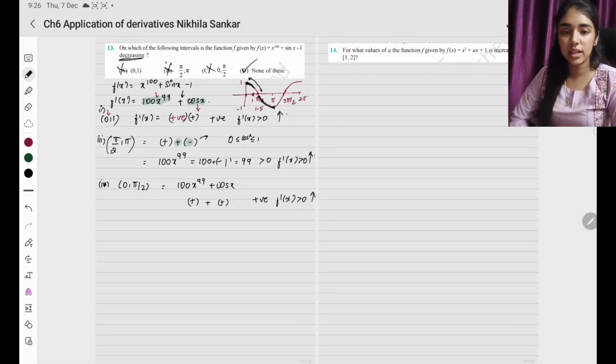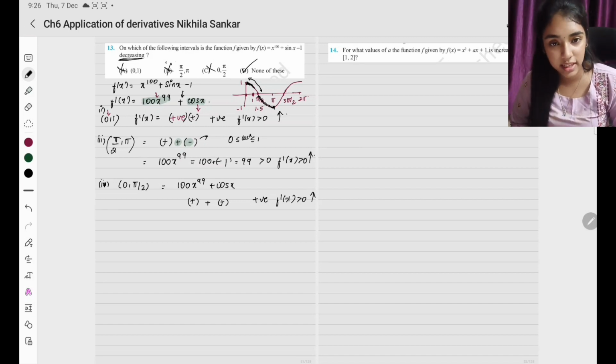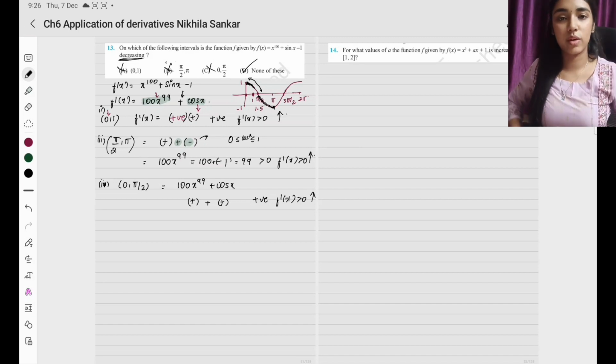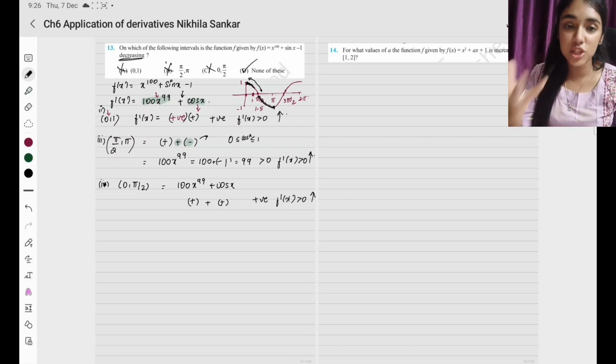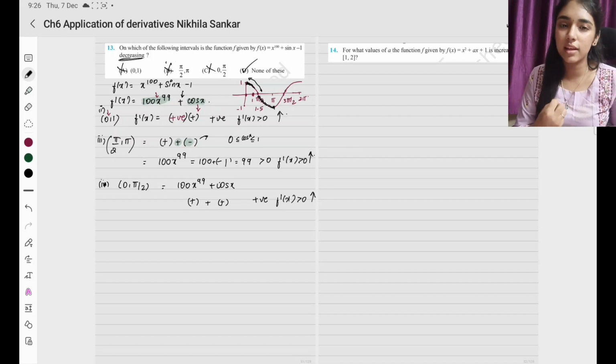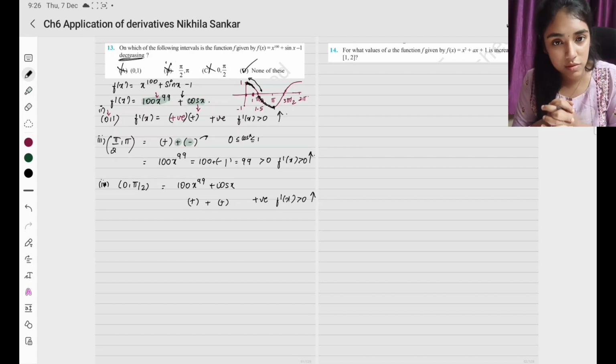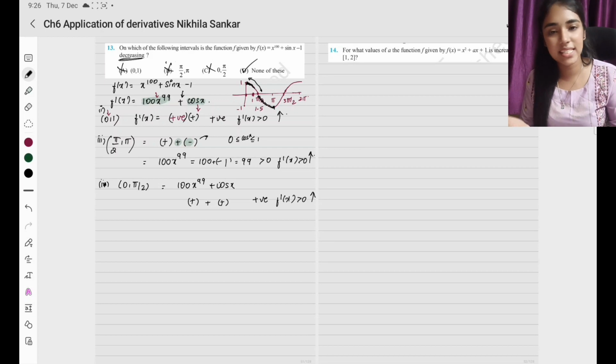But it is not the right option. So you have to solve it this way. The cos function is negative, and 100 to the power 100 times x to the power 99 is a much larger function. So with cos negative, the addition is going to be positive overall. So the function is always increasing, it is never decreasing.